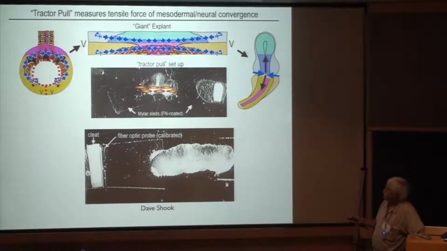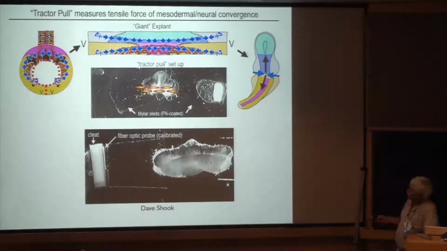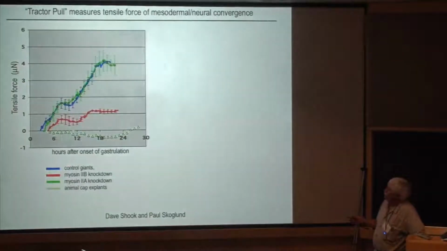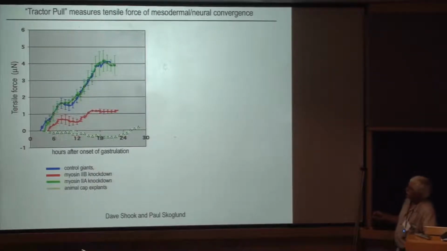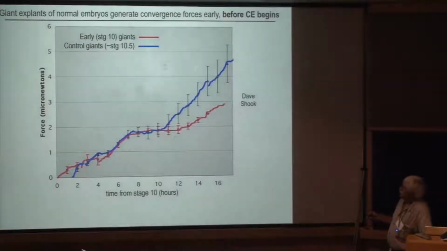It will tow the sleds, and so we put a cleat on here with a fiber optic probe, let it pull on the fiber optic probe, which is calibrated, and we measure the force. It actually generates a lot of force through gastrulation and much more later on during neurulation when it pushes the neural folds up. You knock down myosins, you get the same shape, but it's knocked down. This is a control animal cap. Let me just go on.